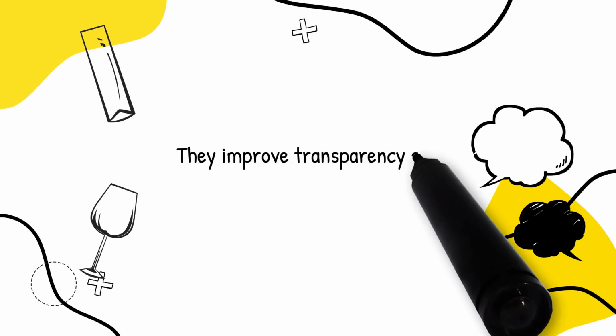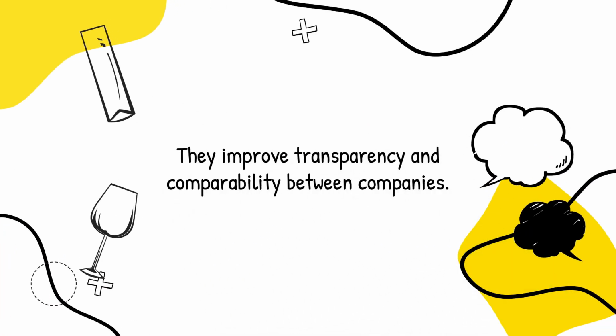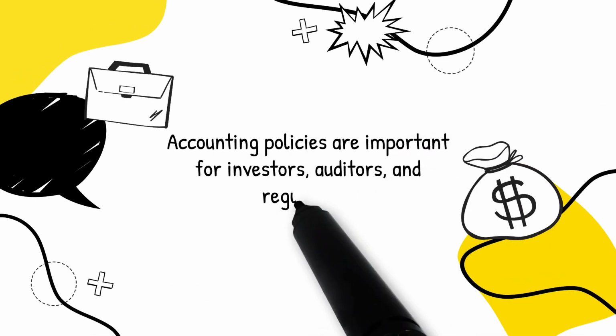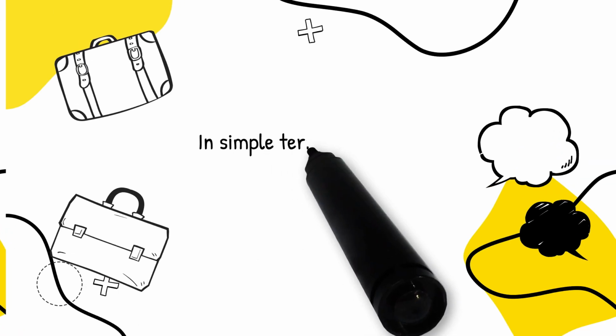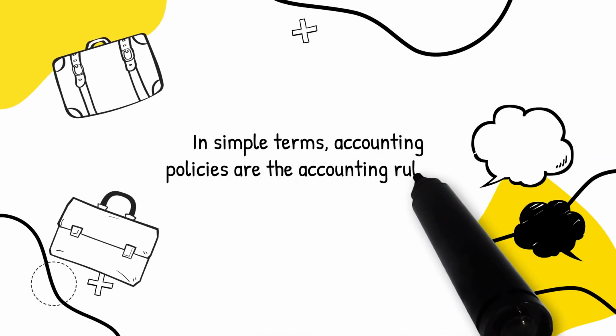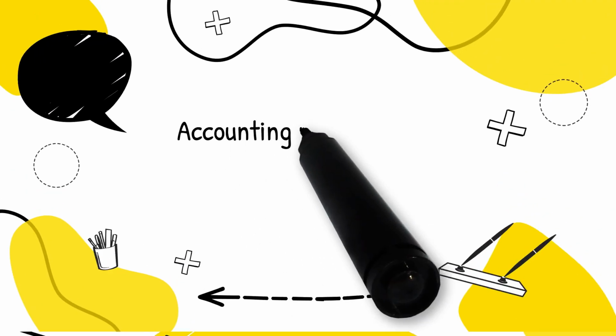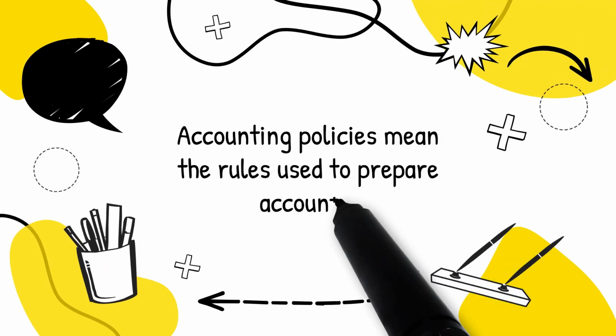They improve transparency and comparability between companies. Accounting policies are important for investors, auditors, and regulators. In simple terms, accounting policies are the accounting rules a business follows. Easy way to remember: accounting policies mean the rules used to prepare accounts.